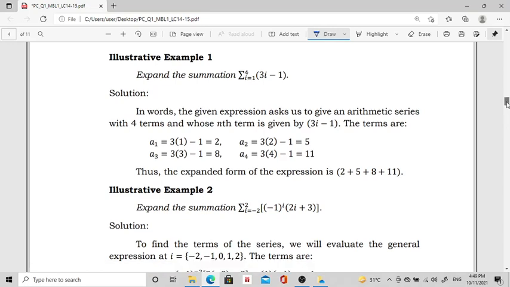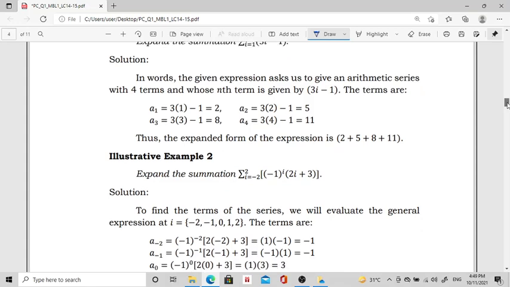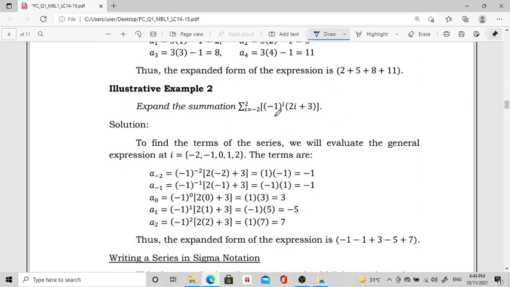Again, we are asked to expand a certain expression expressed in sigma notation. So we have here the summation of the quantity product of negative 1 raised to i, and the binomial, the quantity 2i plus 3. So we have here our general expression. And we're going to expand this where our minimum value is negative 2 and our max is 2.